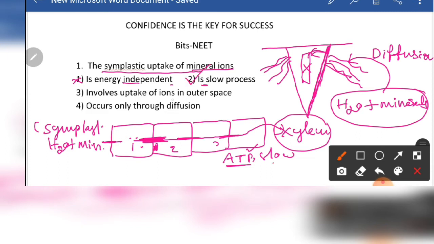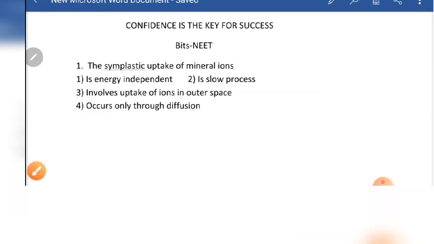Involves uptake of ions in outer space. Involves uptake of ions through the cell wall, outer space or intercellular space. That concept is the apoplast method, so it is not the answer. Occurs only through diffusion? Not only diffusion, osmosis is also needed. So the answer is the second option. Let us go to the next question.